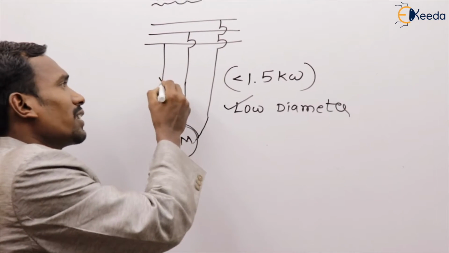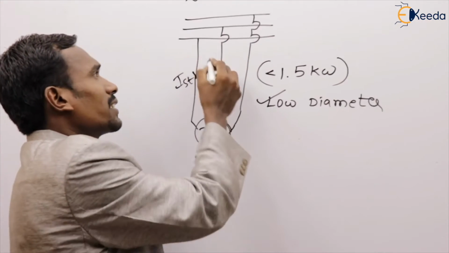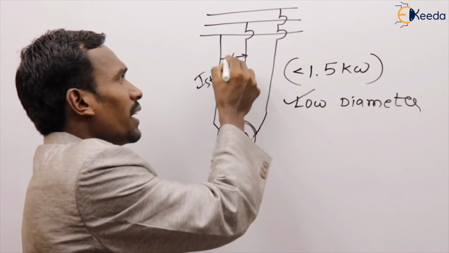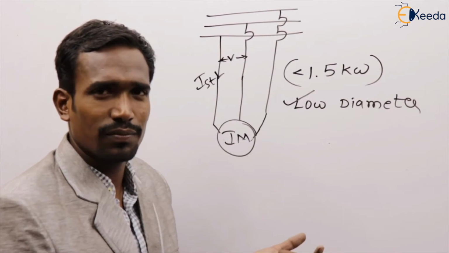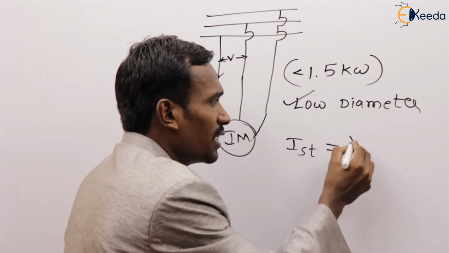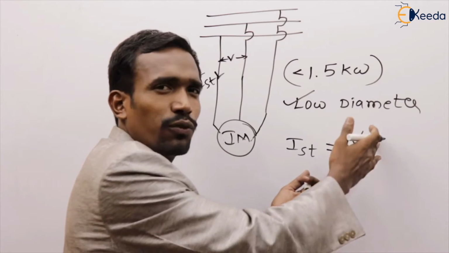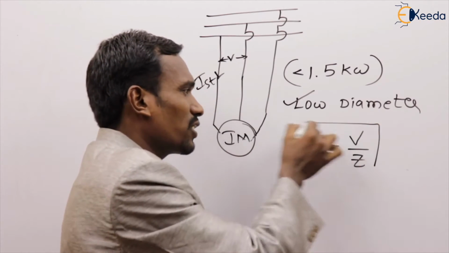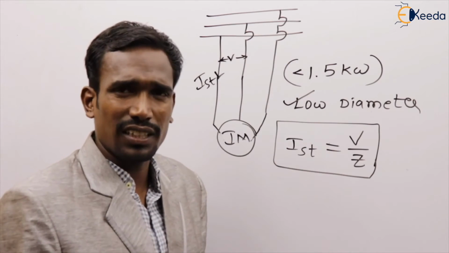In this method, the starting current is simply IST, and the voltage is simply V. There is no change in voltage and no change in current. IST is equal to V by Z only. There is no control of voltage; it is directly connected to the supply mains. This is the direct online starting.